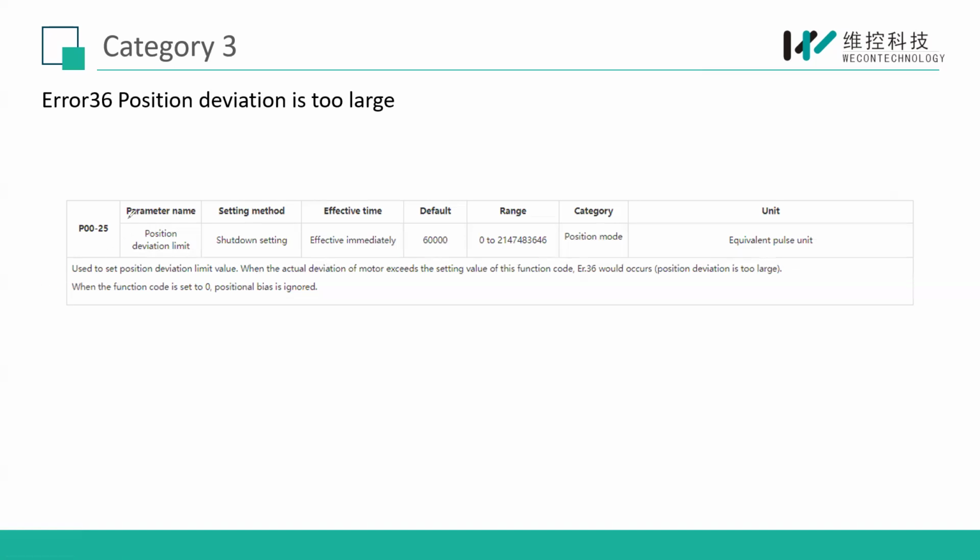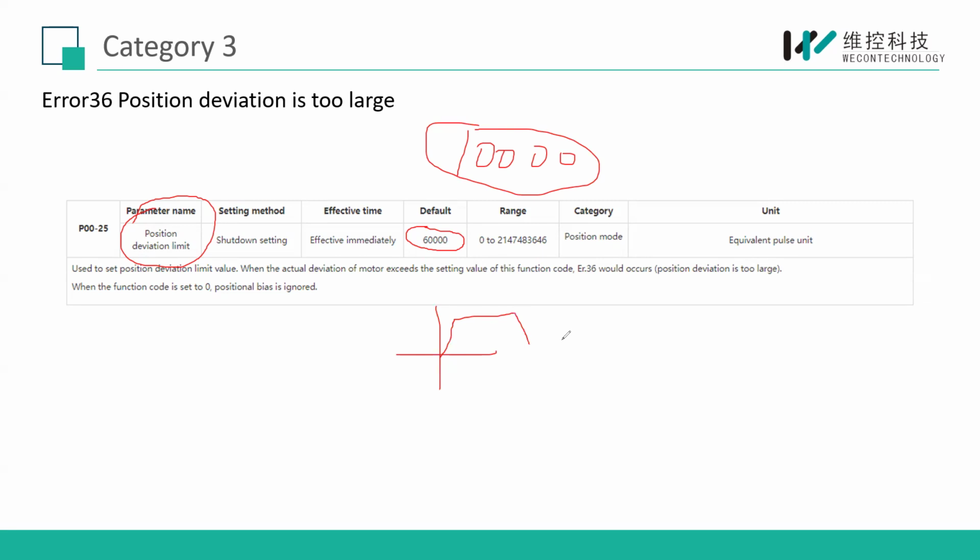Oh, here, this is the error I mentioned. When the deviation position is bigger than this error value, our driver will report an error. This is 60,000. For example, if we set our motor PPR as 10,000, it means when the difference between our instruction position and our motor position is bigger than 6 turns, this error will appear.